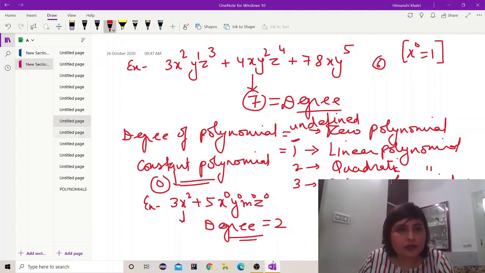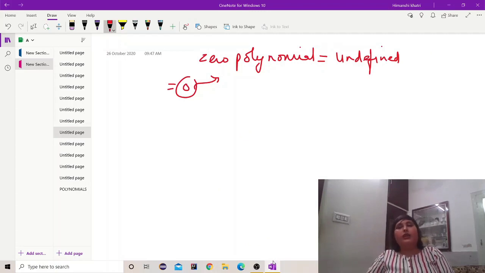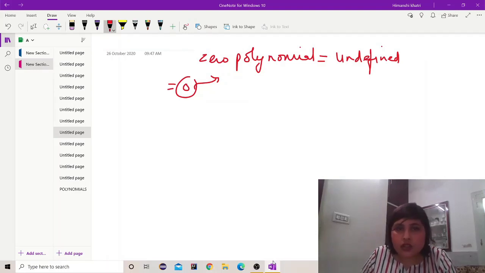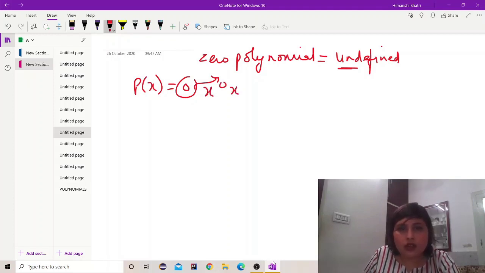So see here. Zero polynomial degree is undefined. How can we calculate this? I have told you that the zero polynomial example is 0. The only zero polynomial in this world is 0 itself. Now we have to check the degree of this polynomial. Can I write it like this: 0 times x to the power 5, x to the power half? No, because it is a polynomial, so we can't write x to the power half, since it is a fractional value.